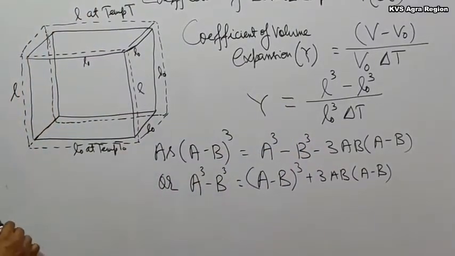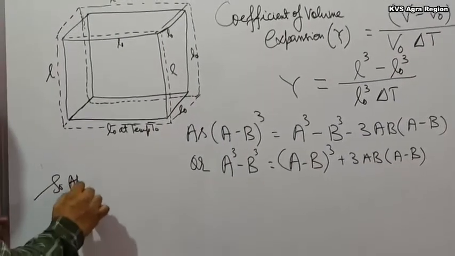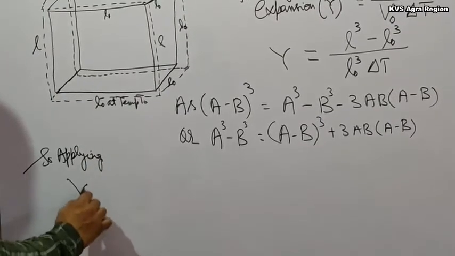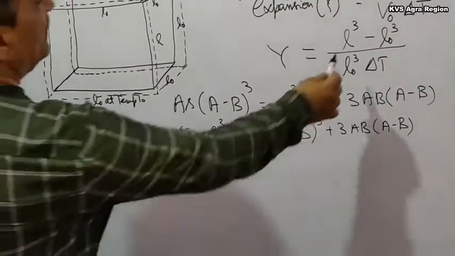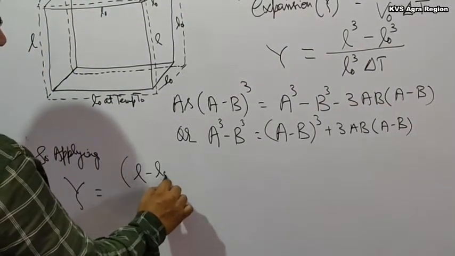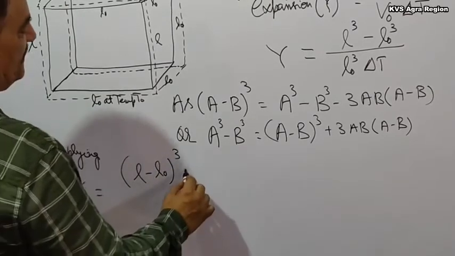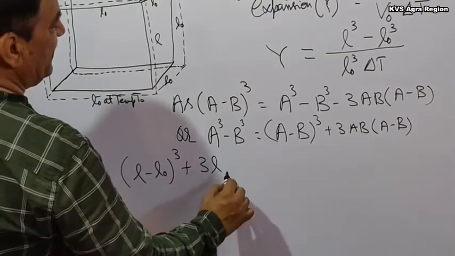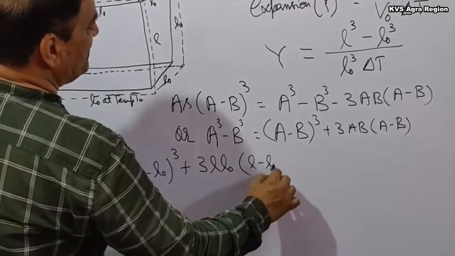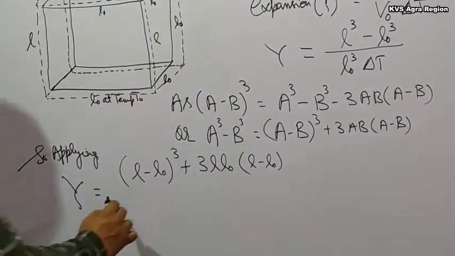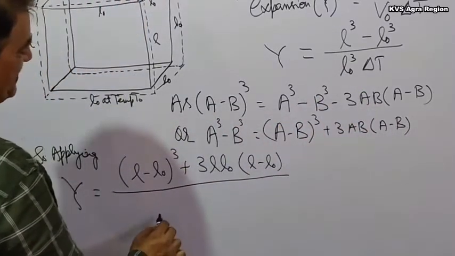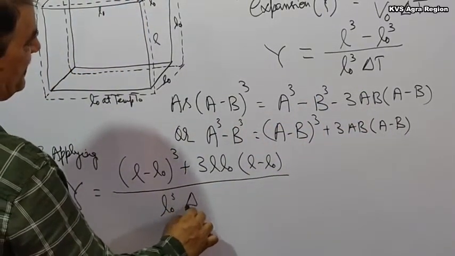gamma is equivalent to L cube minus L0 cube, which can be written as L minus L0 whole cube plus 3 L into L0 into (A minus B, meaning L minus L0), upon L0 cube as it is, delta T.